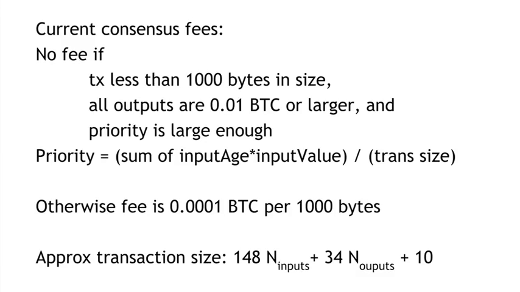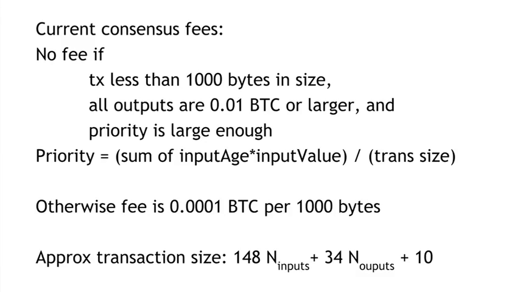The priority formula works like this. You look at all of the inputs to the transaction, and for each one you add up the product of the age of that input times the value of that input in Bitcoins. You add that up over all the inputs, then you divide by the transaction size. So if you meet these three requirements, then no fee will typically be charged, and your transaction will be relayed and recorded in the blockchain without a fee.